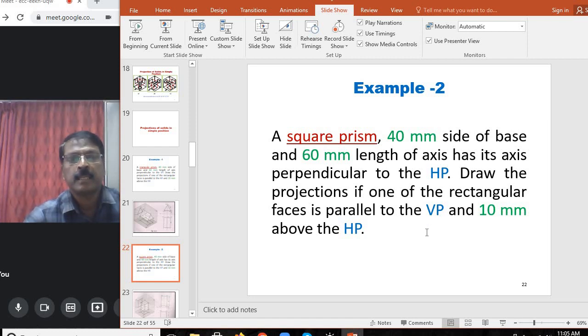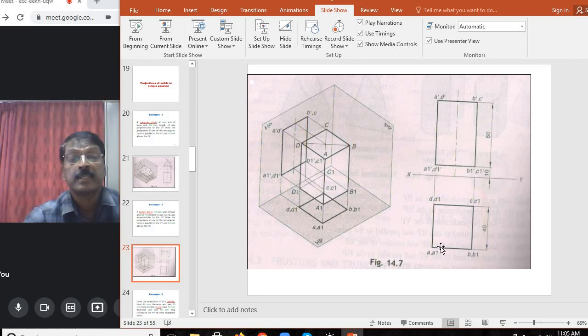So let us understand, we have to start with the top view, and while drawing the top view, there is another condition: draw the projections if one of the rectangular faces is parallel to the VP and 10 mm above the HP. One of the rectangular faces is parallel to VP and 10 mm above the HP. So let us go to the next solution figure.